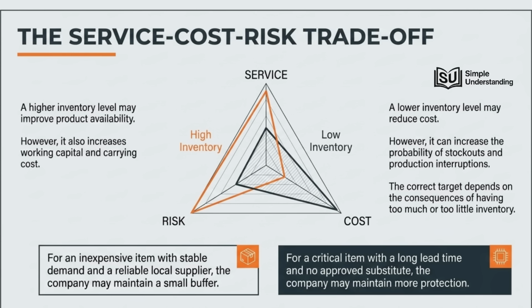A lower inventory level may reduce cost. However, it can increase the probability of stockouts and production interruptions. The correct target depends on the consequences of having too much or too little inventory. For an inexpensive item with stable demand and a reliable local supplier, the company may maintain a small buffer. For a critical item with a long lead time and no approved substitute, the company may maintain more protection.